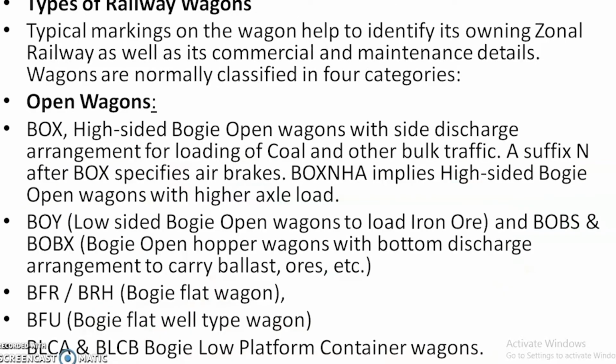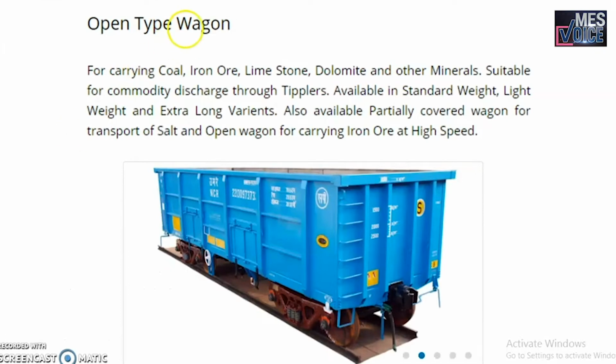Let's see the different types of wagons. There are different types, with names like BOXN, that is the high sided bogie open wagons, and low sided bogie open wagons. When you see the names, it can be a little confusing, so I have included pictures in the presentation. This is the open type wagon. The open type wagon is usually used for carrying coal, iron ore, limestone, dolomite and other kinds of materials. A partially covered wagon is also available for the transport of salt, and open wagons carry iron ore at high speed. So depending on the nature of the product, the speed of the train also matters.